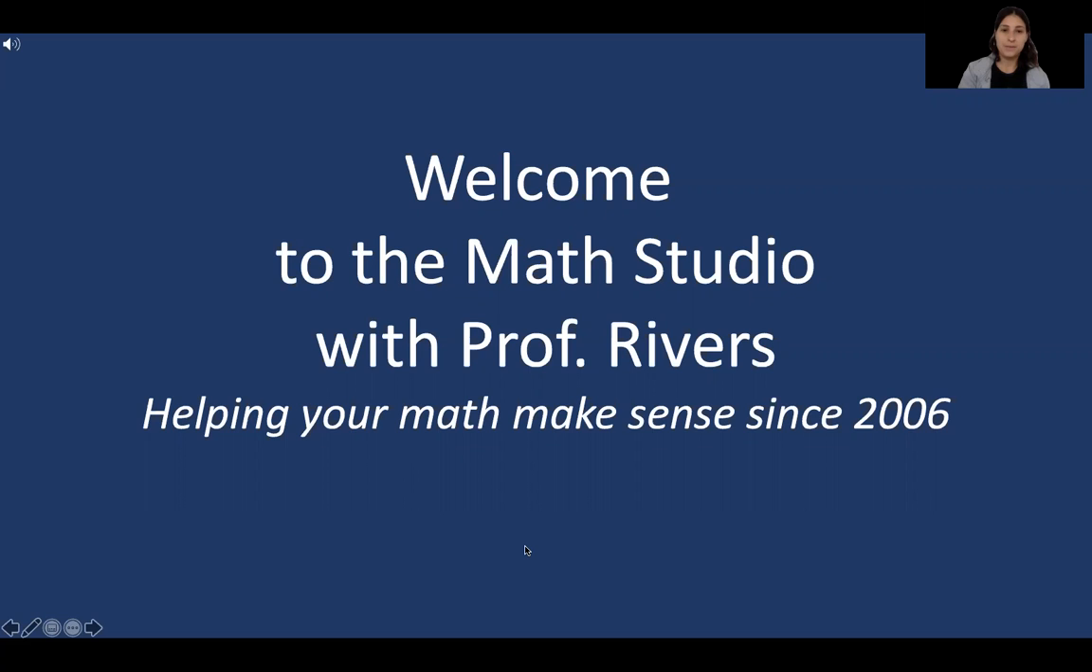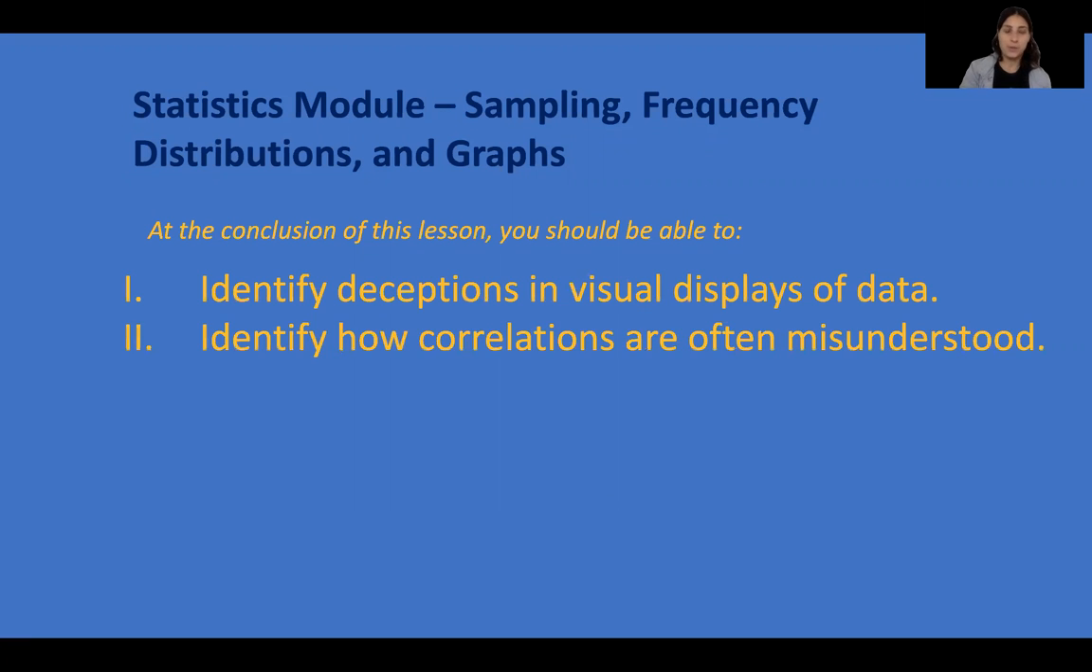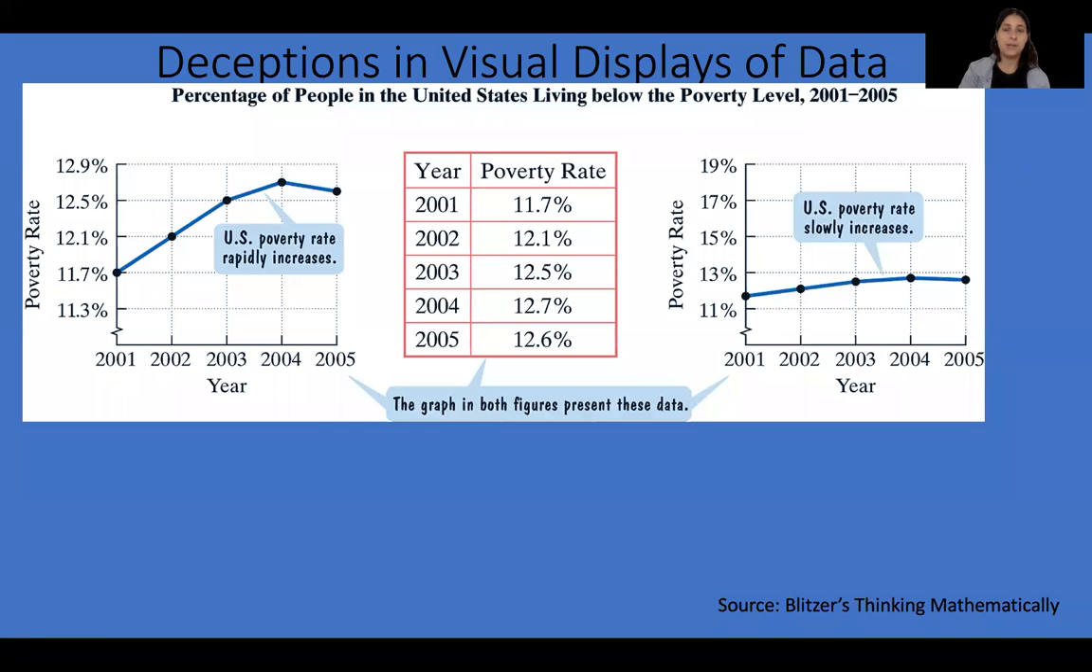All right, hello. This is video 2 of several for the statistics module on sampling, frequency distributions, and graphs. The two things we're going to do in this video are look at deceptions in visual displays of data and how correlations are often misunderstood. So firstly, we'll take a look at these charts.